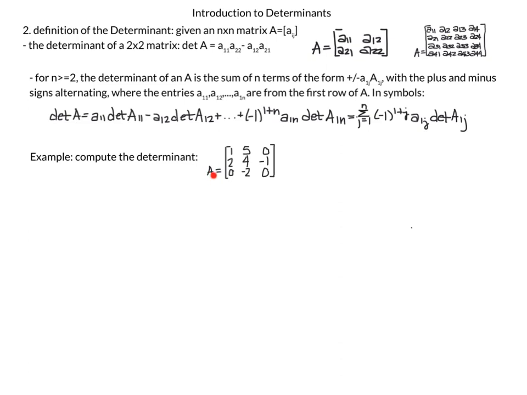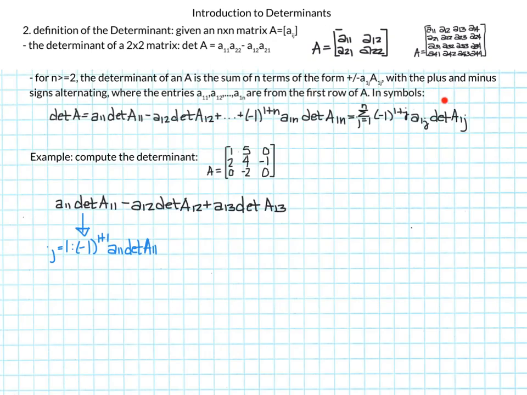So we'll look at the matrix A equals 1, 2, 0, the next column 5, 4, negative 2, and the last column 0, negative 1, 0. So according to our formula, and now I'm going to use the summation formula, we start off with j equals 1. So we have (-1)^(1+1), which is positive, so it's just 1. And then we're going to have A1j, so it's A11 times the determinant of the matrix A11. So this is the first term.